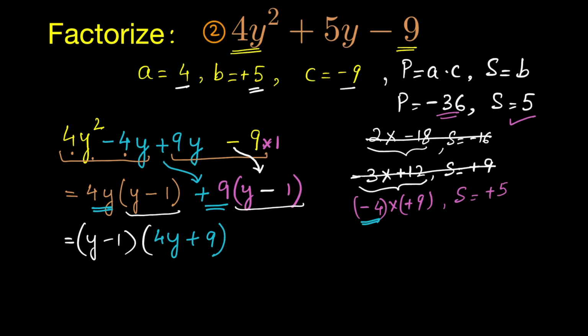So what are the factors we got? y minus 1 times 4y plus 9. So this is the way we factorize the questions in which a is not equal to 1.